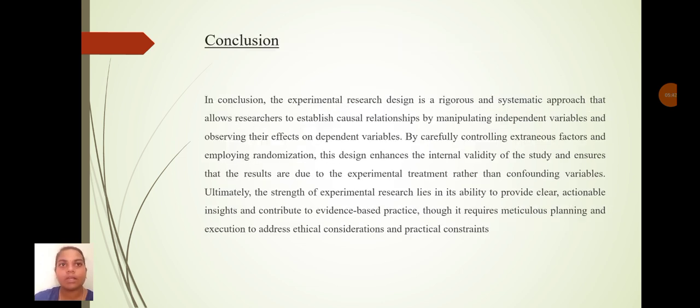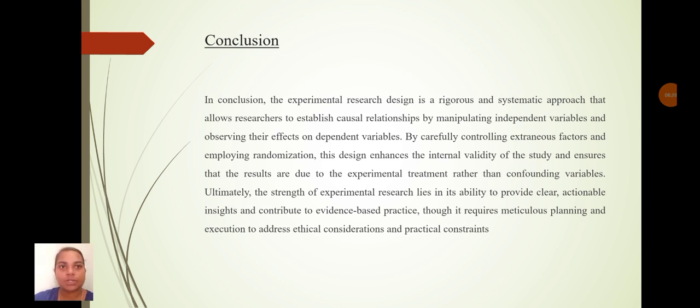Conclusion. In conclusion, the experimental research design is a rigorous and systematic approach that allows researchers to establish the causal relationship by manipulating independent variables and observing their effects on dependent variables. By carefully controlling extraneous factors and employing randomization, this design enhances the internal validity of the study and ensures that the results are due to the experimental treatment rather than confounding variables.